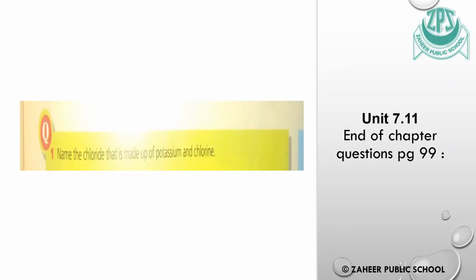Now move to the end of the chapter. Questions are given on your page number 99. From this unit you have to answer only a single question. Question number 1: name the chloride that is made up of potassium and chlorine. So you have to mention the name of that chloride which is made from potassium and chlorine. It's so easy, as you know that the chloride formed from sodium and chlorine is known as sodium chloride. So you have to name the chloride made up of potassium and chlorine.